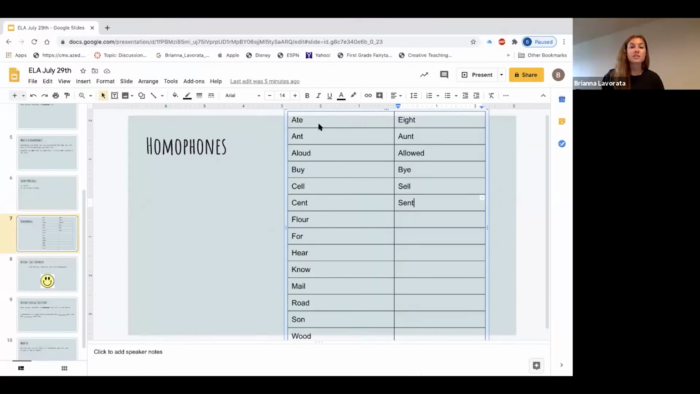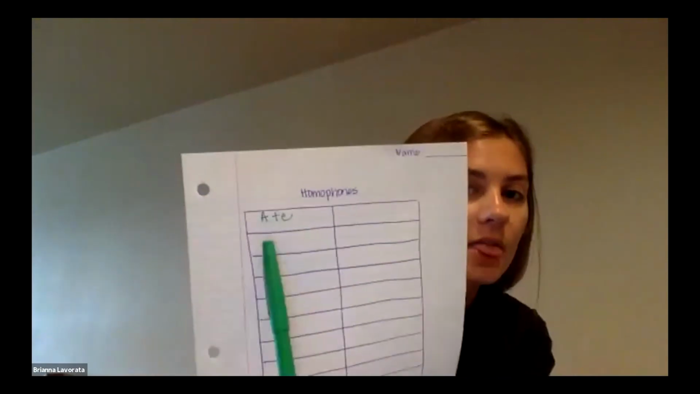Okay, let's get started. So I'm going to share my screen with you. These are the words that we're going to be writing in. So right now I have the word ate, A-T-E. I'm going to write that word in just like this. The meaning of this word is like a past tense for the word eat, right? I ate pasta yesterday for dinner.